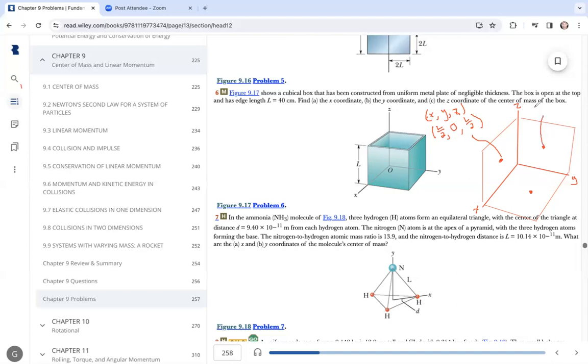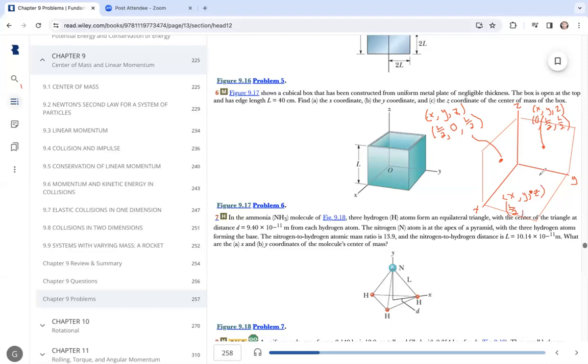And this coordinate would have an X coordinate of 0, the Y would be L over 2, and the Z would also be L over 2. And then this one has X, Y, Z coordinates where the X piece would be L over 2.